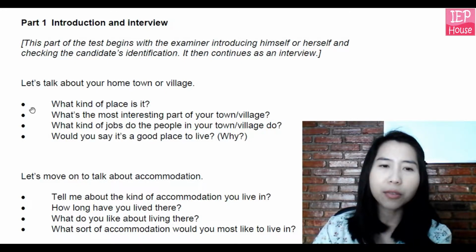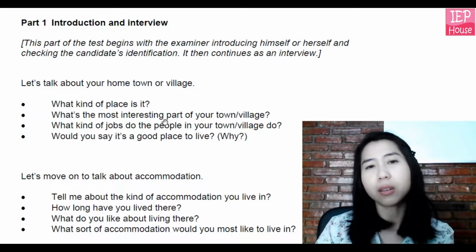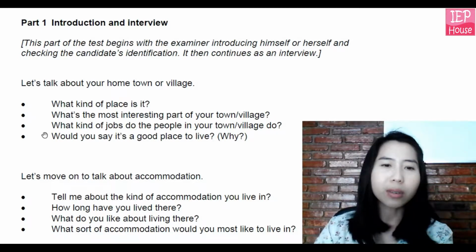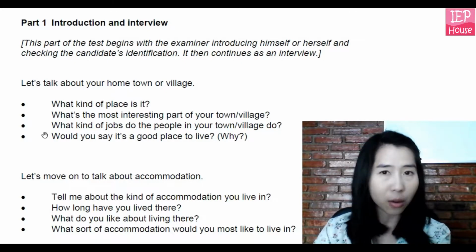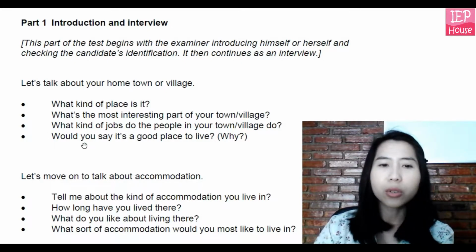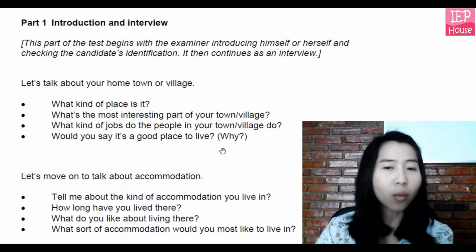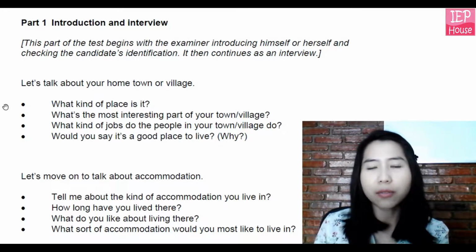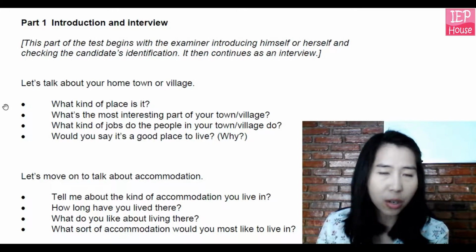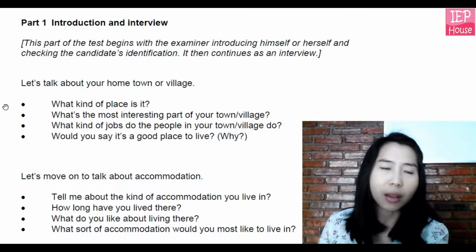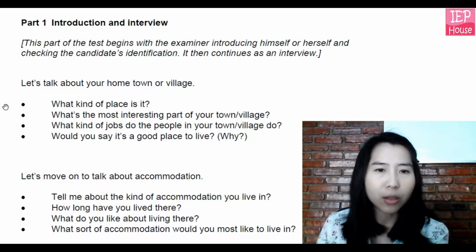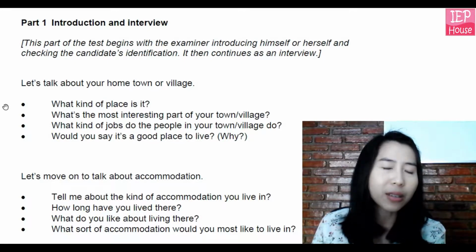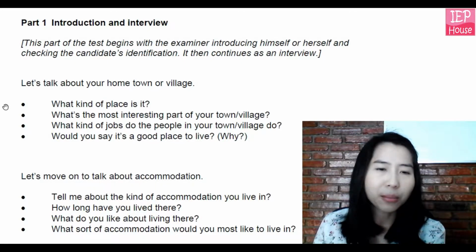Here we have, what kind of place is it? What's the most interesting part of your town or village? What kind of jobs do the people in your town or village do? Would you say it's a good place to live and why? In this part 1 section, you should give a good length of answers, not too short and not too long. I would recommend that you give about 2 or 3 sentences as your answer.